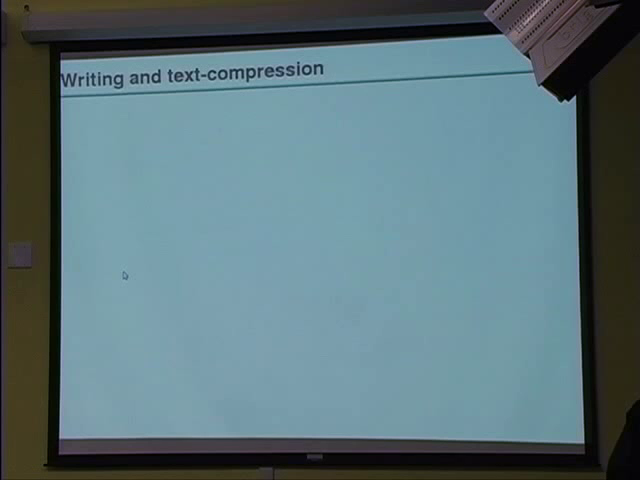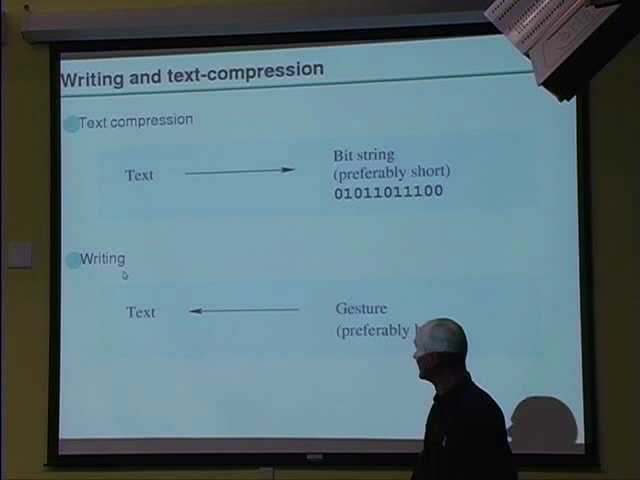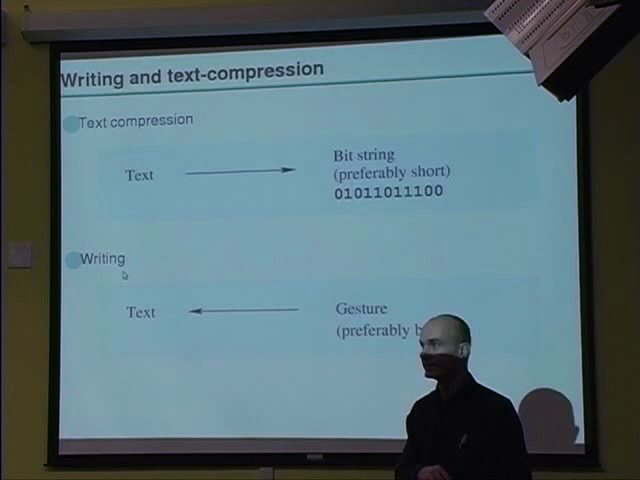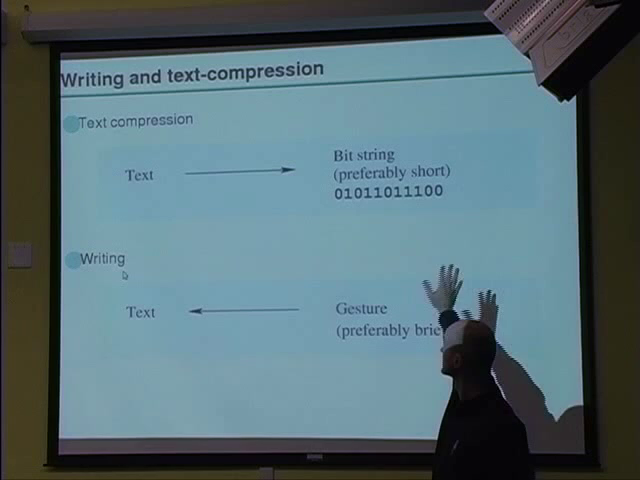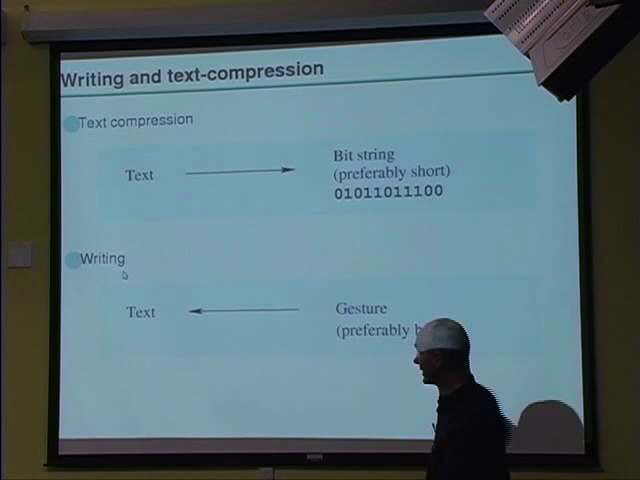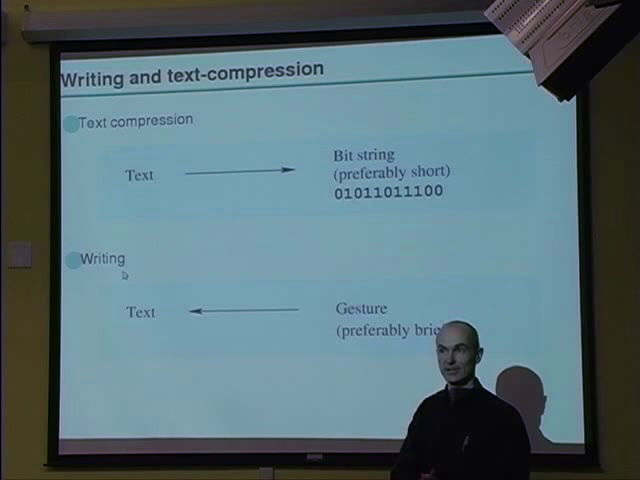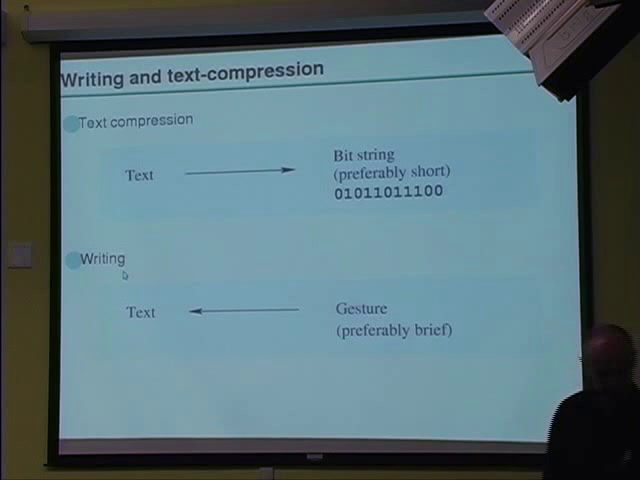And how do we go about this? Well, we steal from the best. In information theory, they already know how to do text compression, and text compression is sort of an inverse process to writing. In text compression, you put in text, and out comes a bit string. If it's a good compressor, the bit string is short. In writing, you make some sort of gesture, and out comes text. An efficient writing system is one where you make a brief gesture, and out comes lots of text. So there's a sort of analogy here that writing is perhaps a bit like back-to-front text compression.